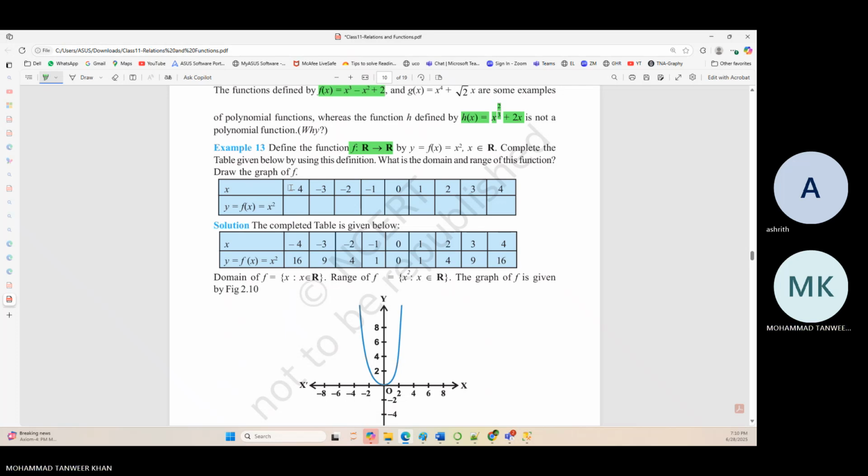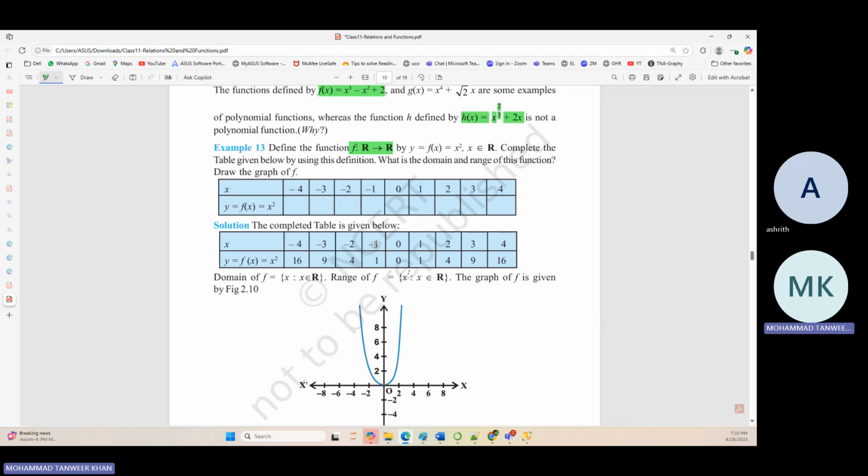f(x) equals x square. So if x is minus 4, what will be f(x)? Minus 4 square is how much? 16. If x is minus 3, how much will you get? 9. If x is minus 2, then 4. If x is minus 1, then 1. So this is the domain.